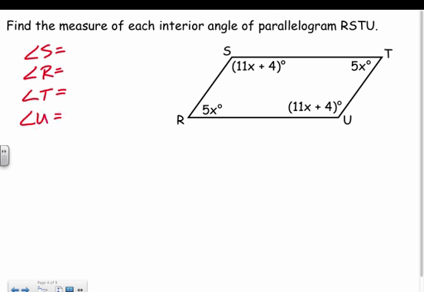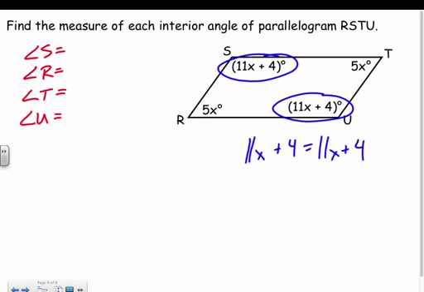Okay, well, it looks like S and U are the same, right? They're both 11x plus 4. I can't just set those equal, because this wouldn't make any sense. My x's would cancel each other and 4 equals 4. So we don't want to do that. We're not going to set them equal. So what else do I know?